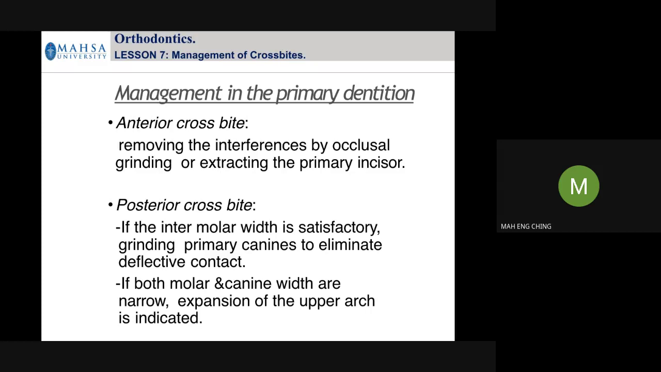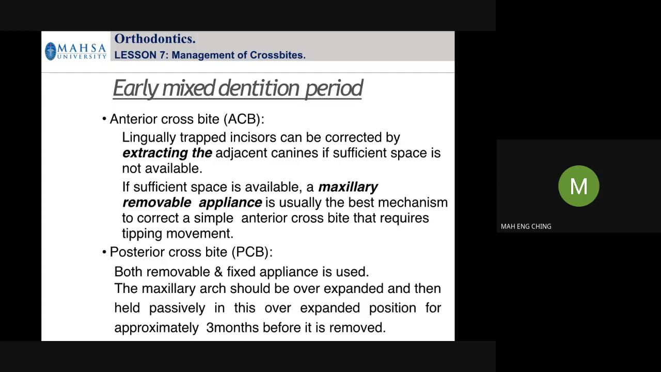But mixed dentition, yeah, very common. Mixed dentition means you have a mixture of permanent and deciduous teeth, and treatment usually commences after your first molar has erupted. For anterior crossbite, mostly we're talking about permanent dentition, which is the central incisor or lateral incisor. A lot of the time, this lingually trapped incisor can be corrected by extracting the adjacent canine. So imagine, if you extract the canine, then you should give it sufficient space for the incisor to come forward.